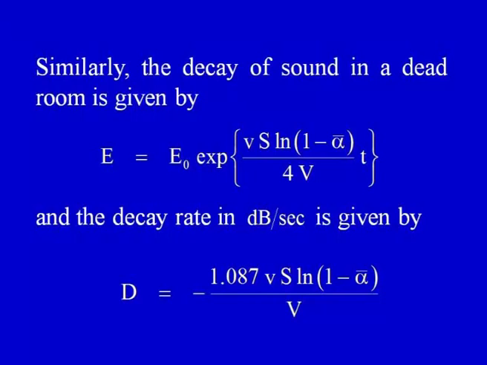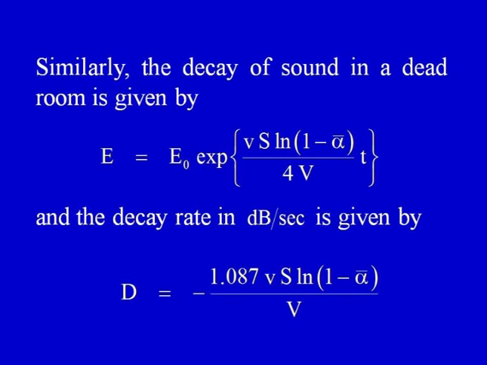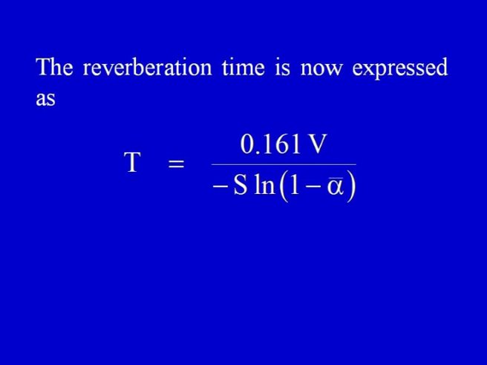Similarly, the decay of sound in a dead room is given by E is equal to E naught, E raised to the power V S log of 1 minus alpha bar divided by 4 V times T, and the decay rate in decibels per second is given by D is equal to minus 1.087 times V times S times log of 1 minus alpha bar divided by capital V. The reverberation time is now expressed as capital T equal to 0.161 times V divided by minus S log of 1 minus alpha bar.